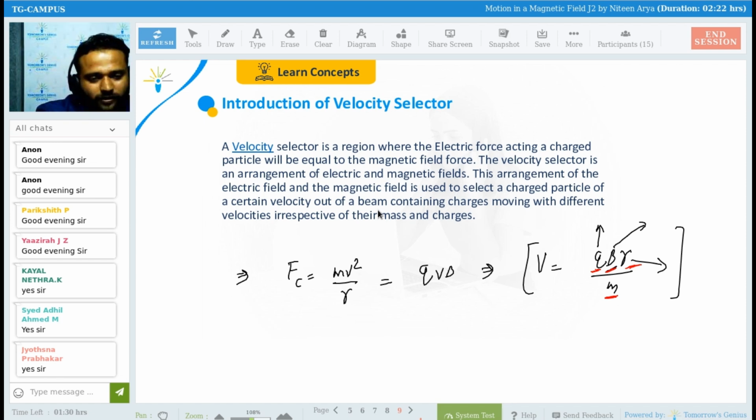Okay, what is written in theory, let's read it out. A velocity selector is a region where the electric force acting on a charged particle will be equal to the magnetic force. Okay.